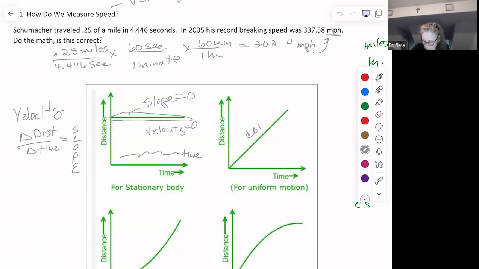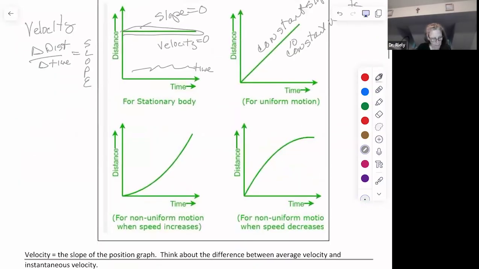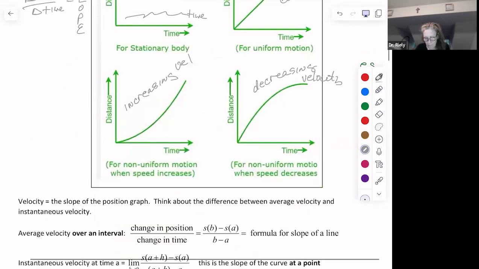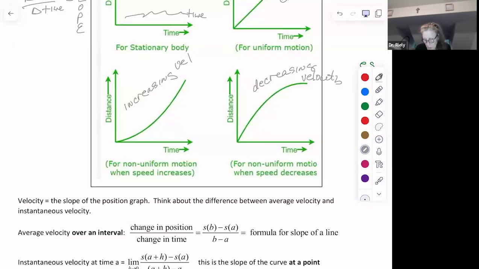This one, you have a constant increase. So there's a constant slope. So say it was 10. So then you would have a constant velocity. It's not changing. It's always going to be the same. As opposed to the bottom two, here you would be having increasing velocity. And here you'd be having decreasing velocity. So again, a lot of big picture. So velocity is the slope of the position graph, and we talk a lot about position graphs in this section.